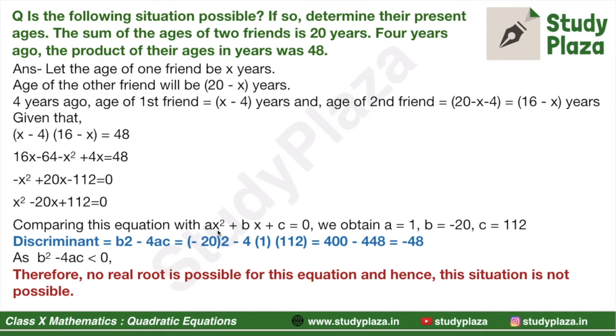On comparing with the quadratic equation ax square plus bx plus c is equal to 0, we get the value of a as 1, b as minus 20, c as 112. So we find the value of the discriminant, that is b square minus 4ac. b square minus 4ac is equal to minus 48. If b square minus 4ac is less than 0, that means no real root exists, or we can say this situation is not possible.